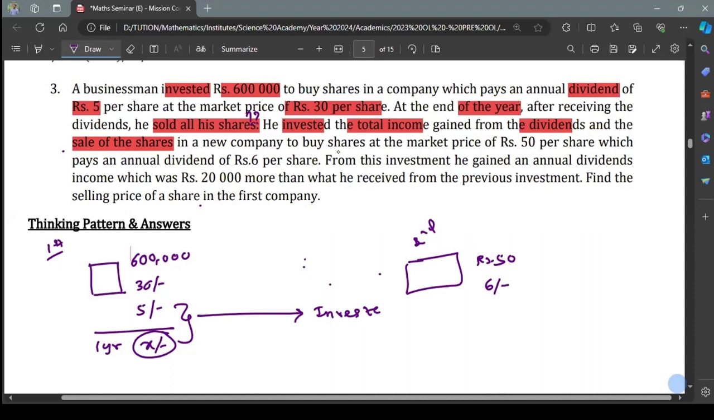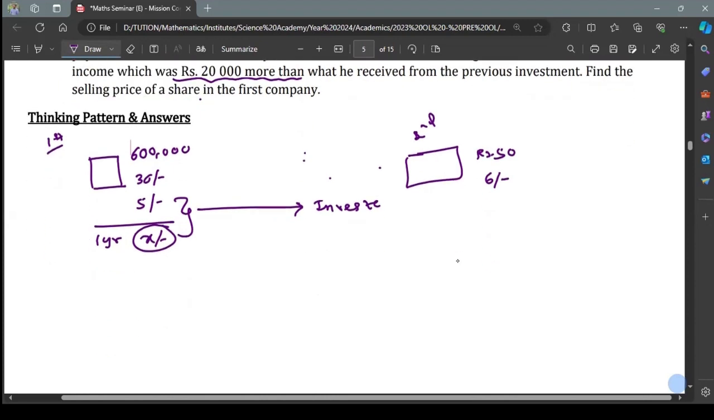From this investment, he gained an annual dividend income which is 20 rupees more than what he received in the previous one. So here the total dividend income I can calculate by calculating the total number of shares and multiplying with the dividend income per share. He received 20 rupees more than that in our second investment.